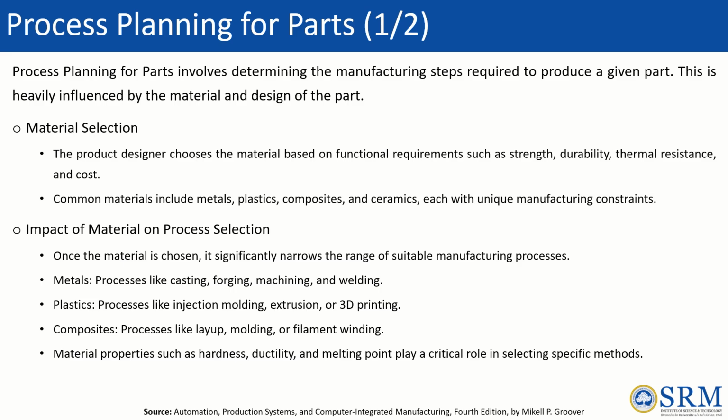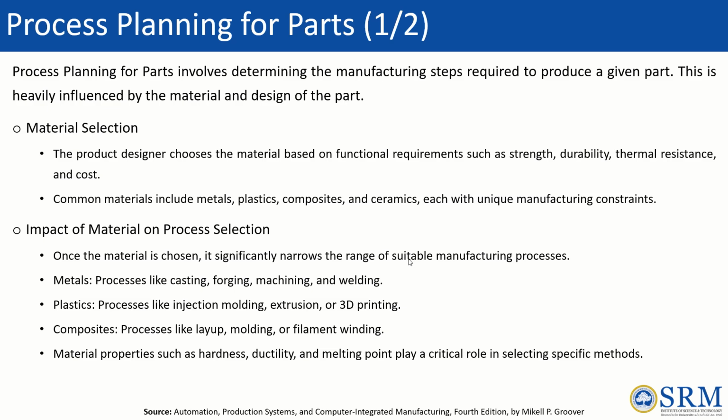Now coming to the process planning of parts. The process planning of parts begins with understanding the material and design requirements. The product designer first selects a material based on functional requirements such as strength, durability, thermal resistance and cost. Common engineering materials include metals, plastics, ceramics and composites. Each material category has specific manufacturing constraints and opportunities. So the material's influence on process selection is very much present in the manufacturing process.